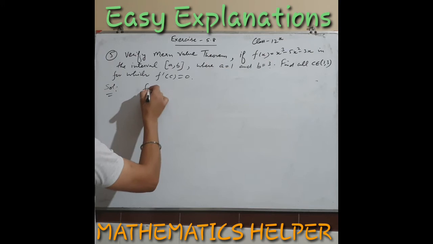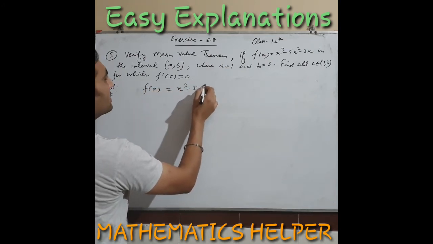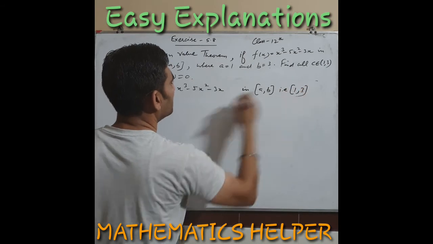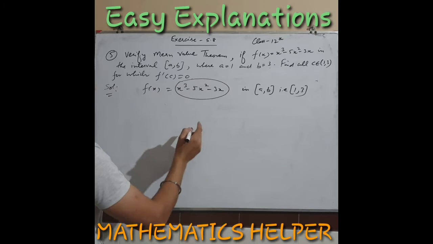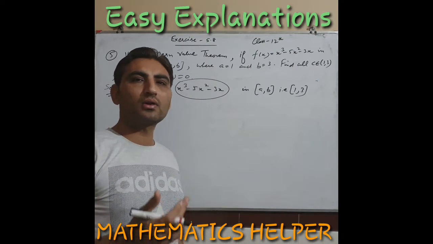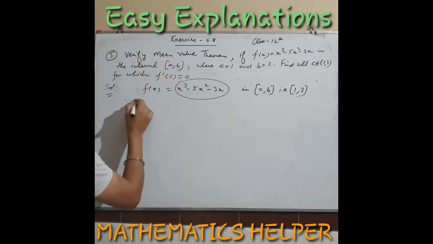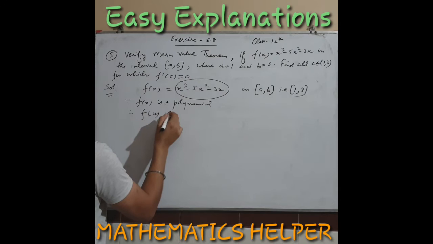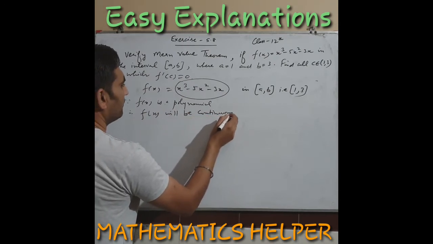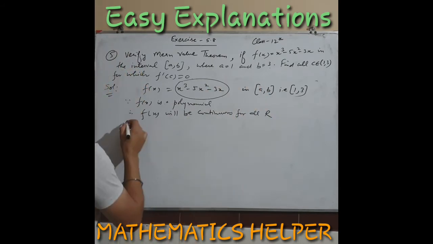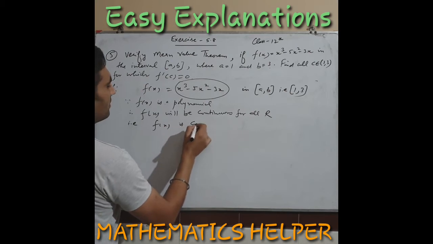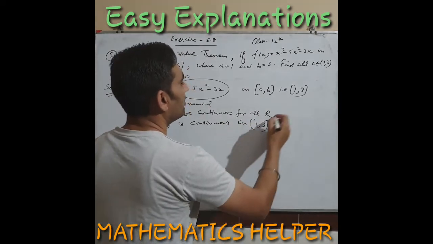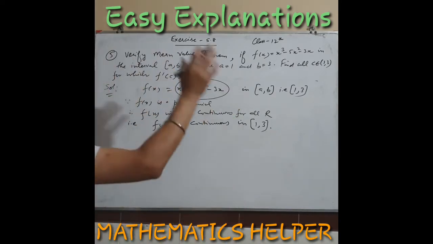Let's start by writing the definition of the function, which is f(x) equals x cube minus 5x square minus 3x in the closed interval [a, b], that is, [1, 3]. Since this function is a polynomial, and all polynomials are continuous for all real numbers, f(x) is continuous for all real numbers. That is, f(x) is continuous in this closed interval [1, 3], which is only some part of the real numbers.